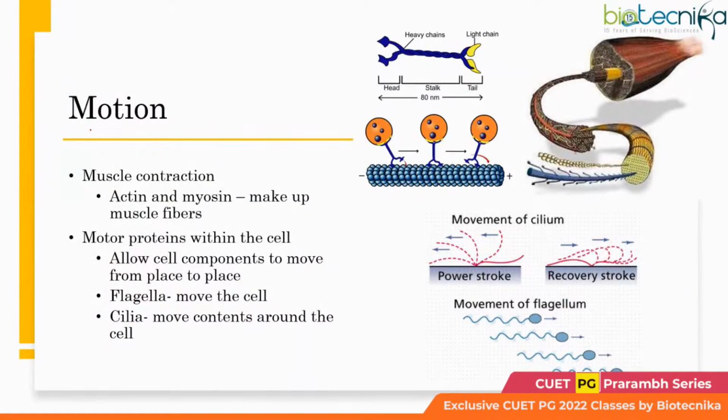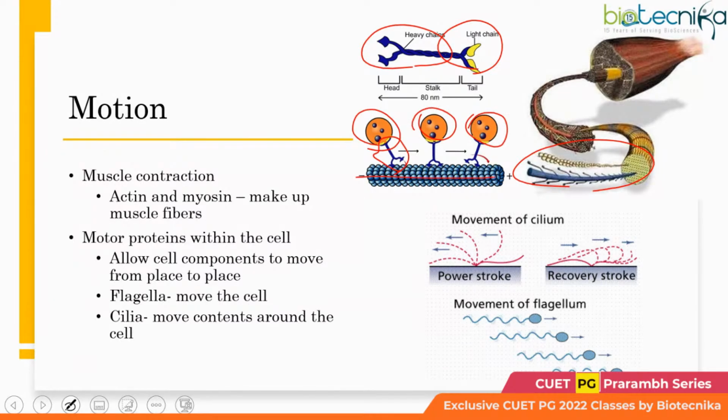Fine. Next is motion. If you know about muscle contraction, then we have the actin and myosin which slide along each other. So they make up the muscle fibers, and those contractions lead to the motion of the muscle, right? Even the motor proteins, they will have some heavy chain and some light chain. So you can see how motor proteins are carrying these transport vesicles. So they can move along the microtubules. They are carrying these transport vesicles, and that way they are able to move through it.